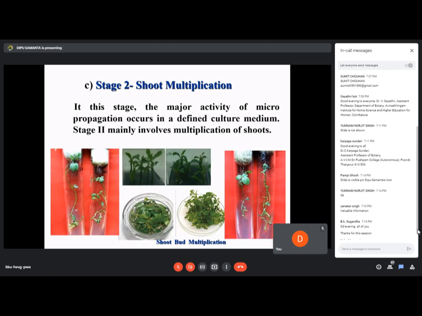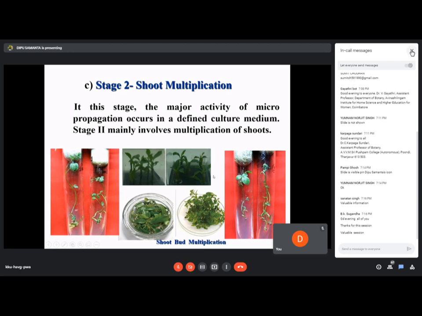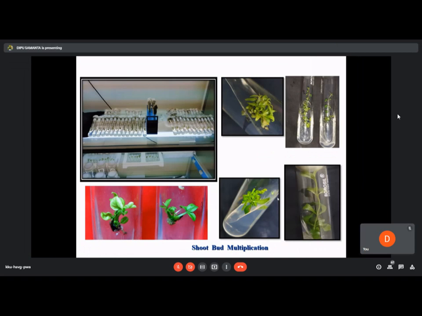So this is the glycyrrhiza. This is another photograph of Indian glycyrrhiza. These are the different photographs for shoot bud multiplication also. Now here I have mentioned so many shoot bud multiplication photographs. This is the photograph used in our lab.